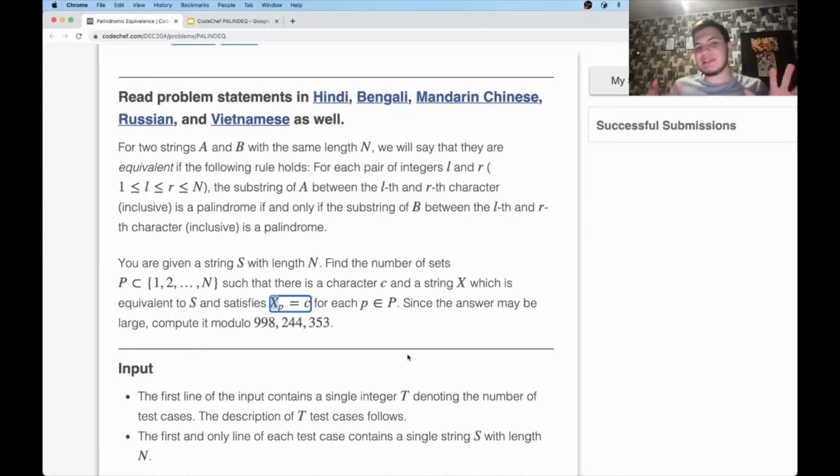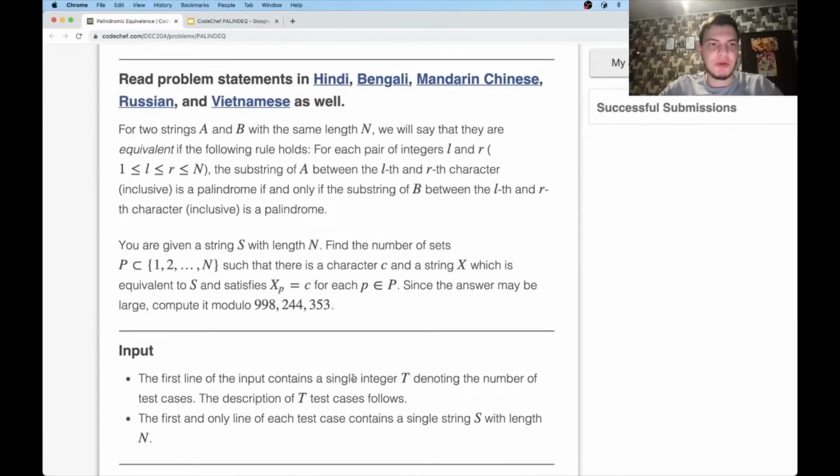In a way, that's pretty complicated, so I advise you to stop the video to actually understand what this definition says. But further on in the problem, we will show what this definition actually means. Also, as the answer is pretty large, we need to output it modulo a very large number. And basically that's overall the problem statement.